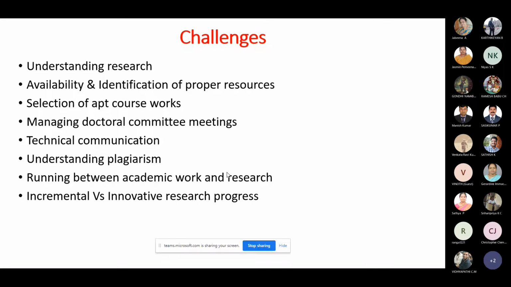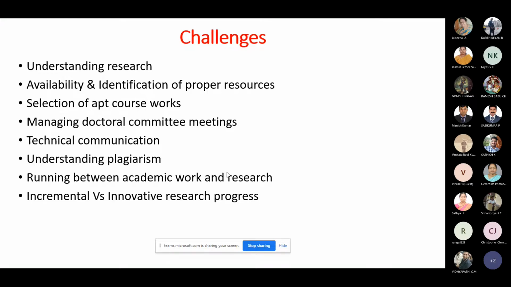Incremental or innovative research progress. Incremental research means what? Some algorithm has been designed, I modify the algorithm and I publish something new. This is incremental. What is innovative? Out-of-the-box thinking, right? I may take some new concept. Whether the new concept will result in success or failure, I don't bother. Or am I really thinking stupid for linking this with this particular problem?